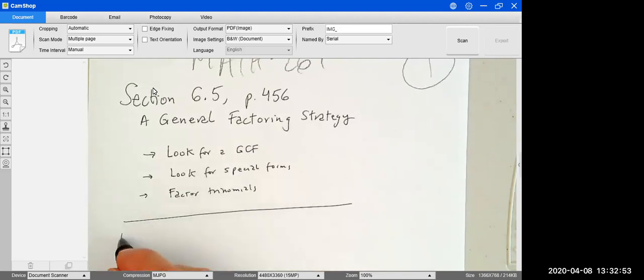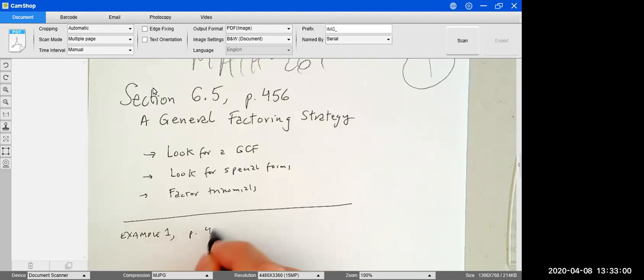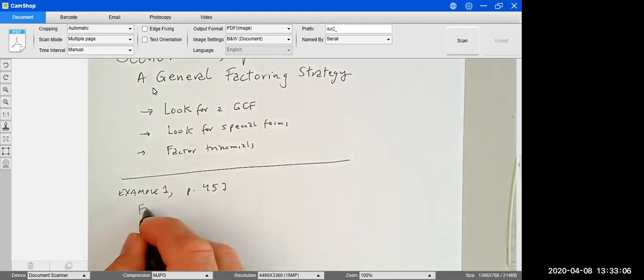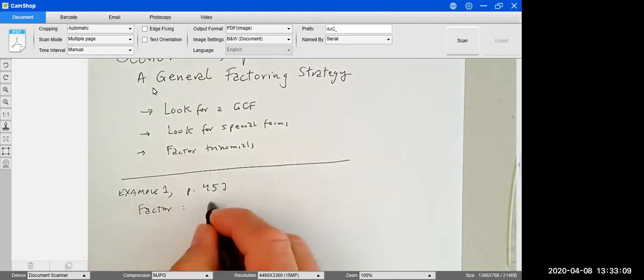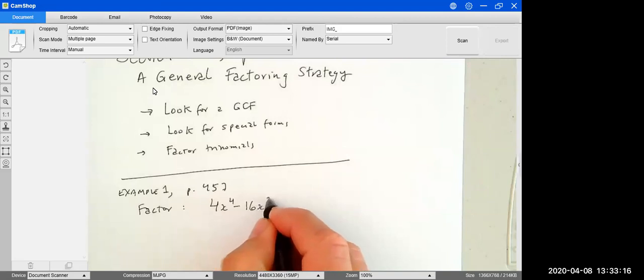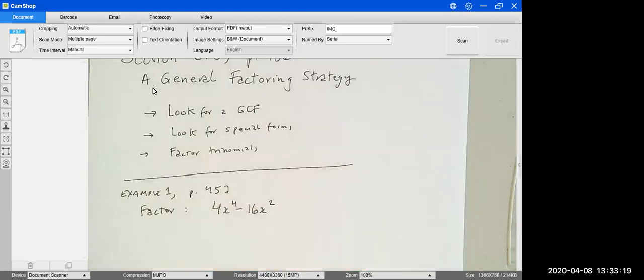So I'm going to solve example 1 on page 457. This example is just the following. We're going to factor 4x to the 4 minus 16x squared. So first step, we look for a greatest common factor. For coefficients, 4 is going to work because 4 can divide 4 and can divide 16. And for variables, we're going to use x with the lowest exponent, which is 2. So that's my greatest common factor.